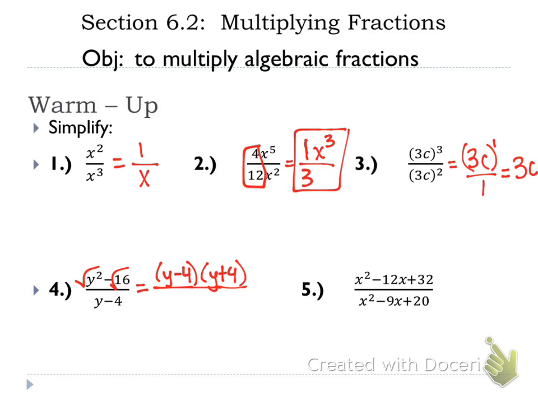Can my denominator factor? No, I should hear more than just 1 or 2 little voices saying that. Everybody should be able to tell me that that denominator cannot be factored. So what happens? Kian? The y minus 4s can cancel each other out. So our answer is y plus 4. You can put it over 1. You don't have to. You can put the parentheses. You don't have to.